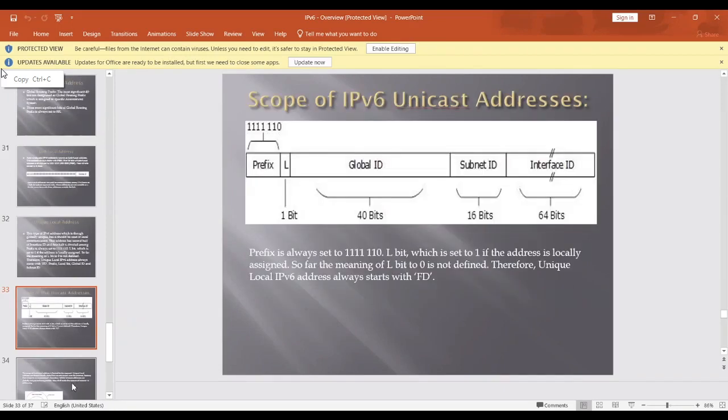For the unicast address, the prefix is always set to 1111110, and there is an L bit which is set to 1 if the address is locally assigned. The meaning of L bit 0 is not defined, that means there is no definition for 0 for L, but if L is 1, then it will be recognized as a locally assigned address. Therefore, unique local IP version 6 addresses always start with FD.